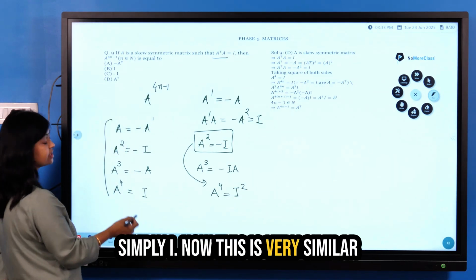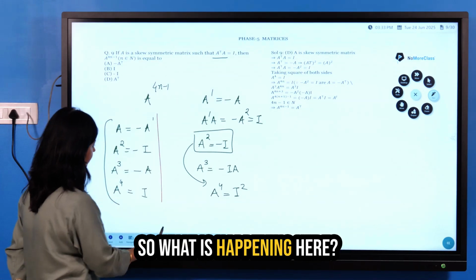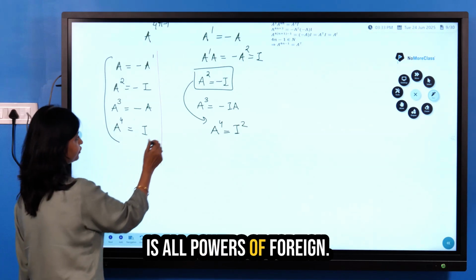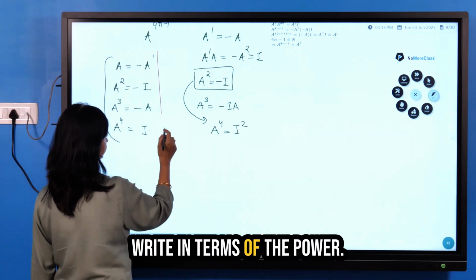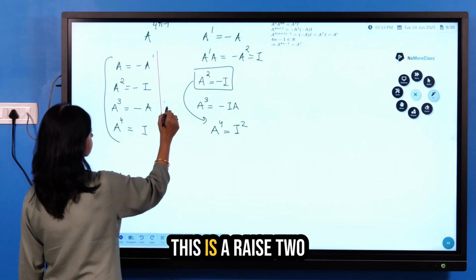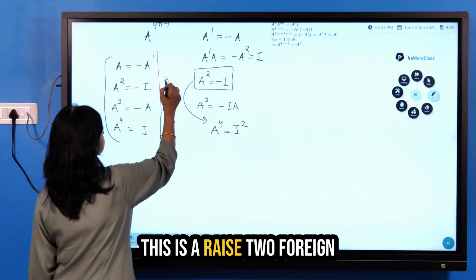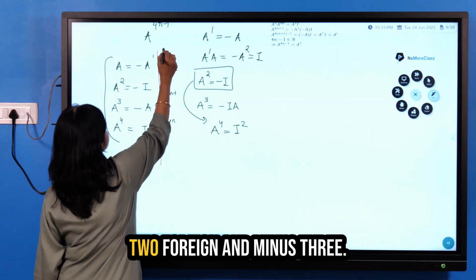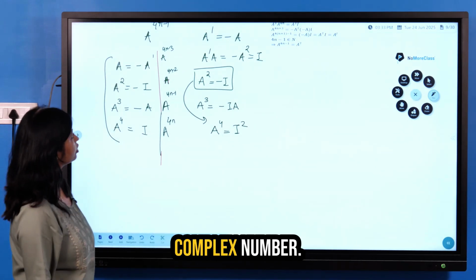Now this is very similar to our iota of complex number. So what is happening here? If you look carefully, these are all powers of 4n. If I want to write in terms of the power, this is A raised to 4n. This is A raised to 4n minus 1. This is A raised to 4n minus 2. And this is A raised to 4n minus 3. I think all of you can relate to it very easily, with complex numbers.